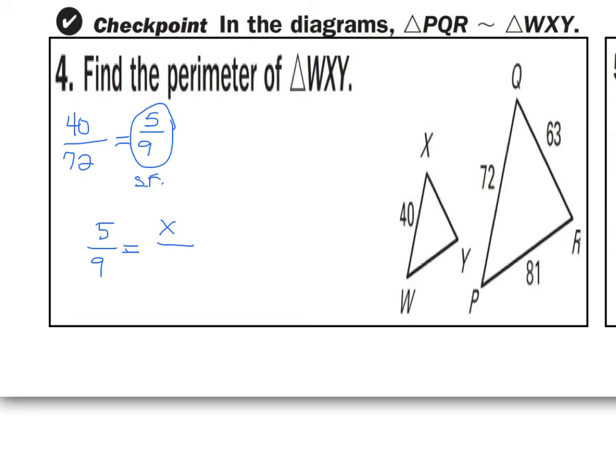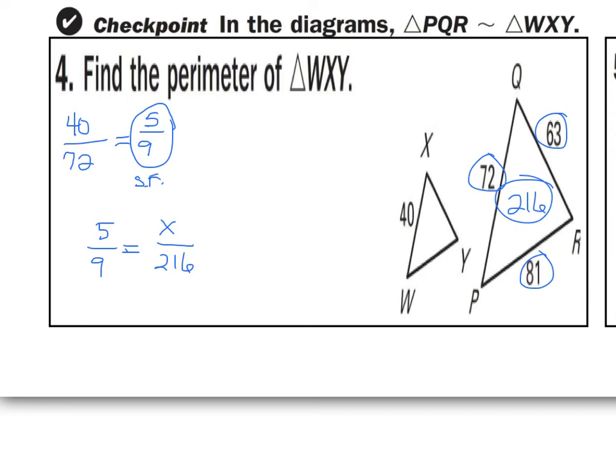Where if I take the perimeter of the large shape, I'm going to add these three numbers together: 72, 63, and 81. And when I add those together, I get 216. So the perimeter of this shape right here is 216. That's the perimeter, again, the distance around the outside. Add up all the sides.